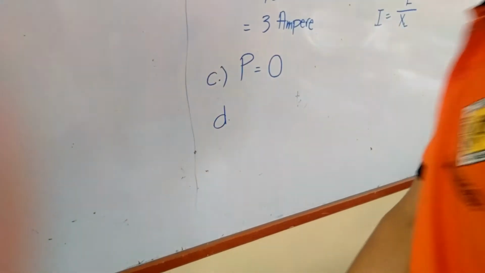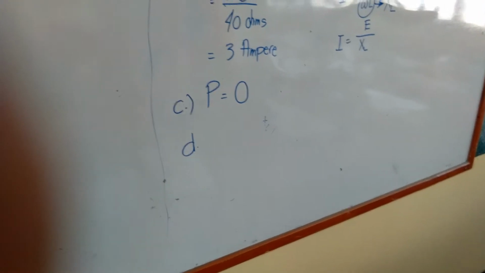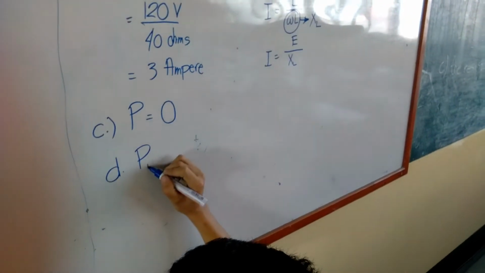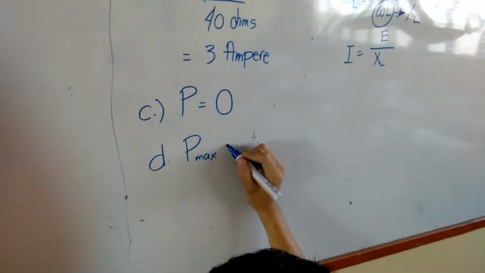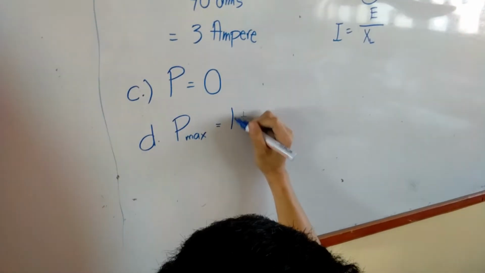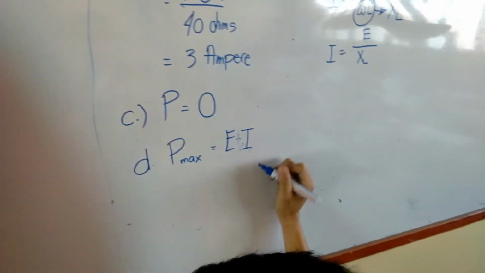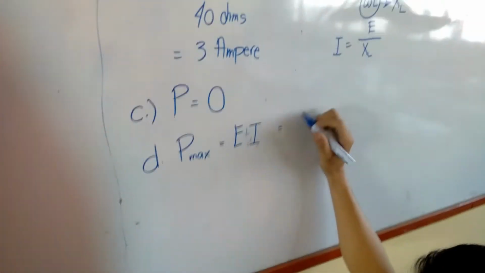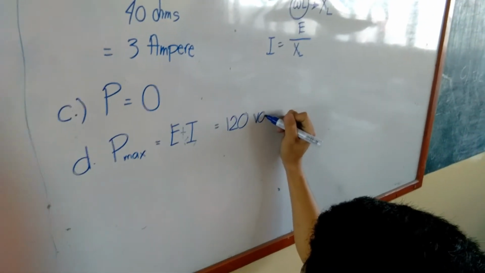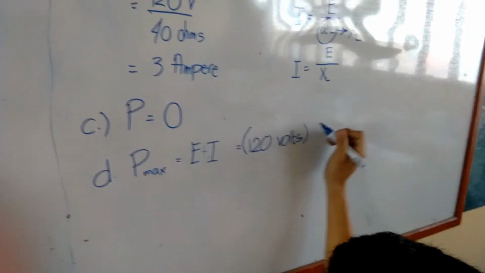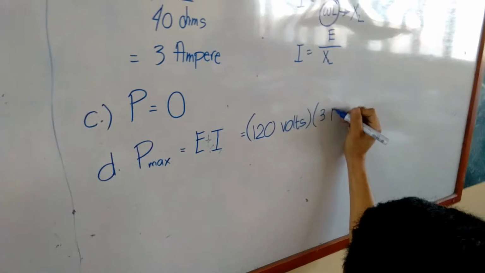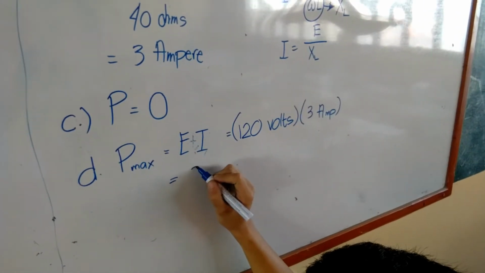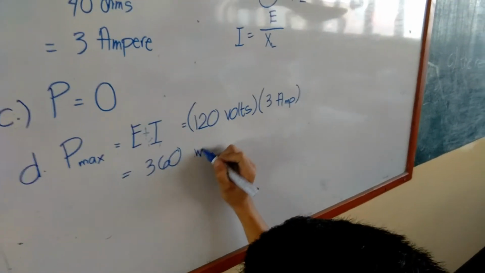For letter D, we want to get the maximum power delivered to the inductor and returned to the source. So, we have maximum power equal to EI. Substituting the values, we have 120 volts multiplied by 3 amperes. So the maximum power is equal to 360 watts.